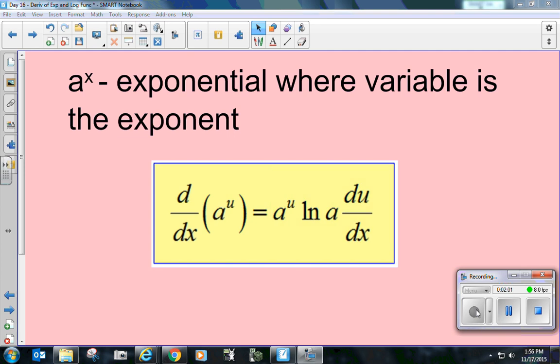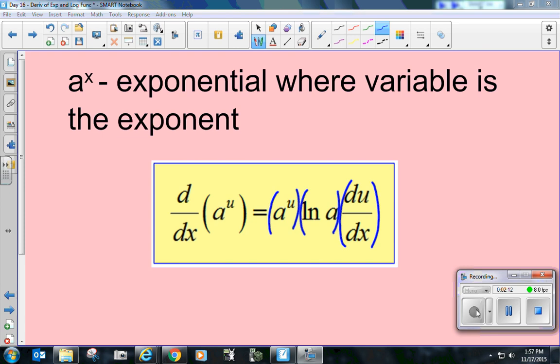Okay. A to the u times the ln of a, but don't forget times the derivative of whatever u is. If you want to write that du/dx as u prime, go right ahead. In other words, it's a to the u times the ln of a times u prime. Alright? So let me give you one.